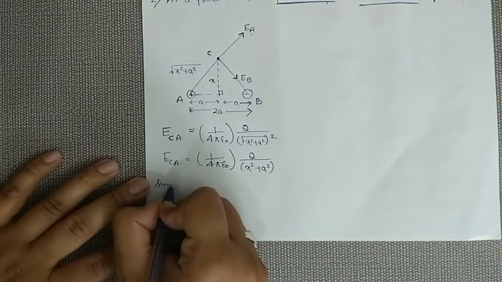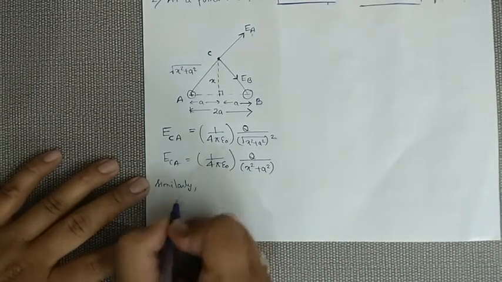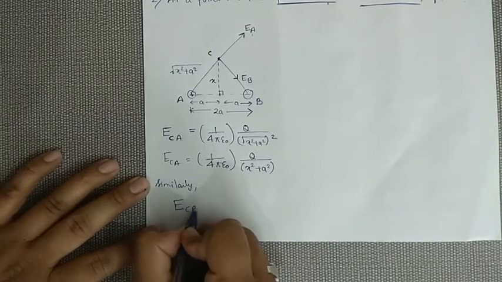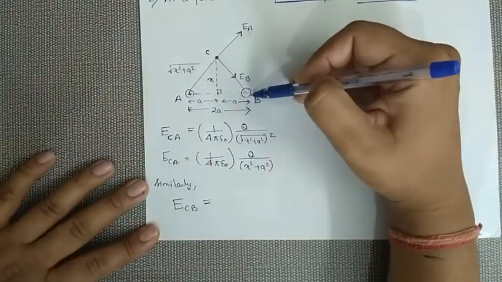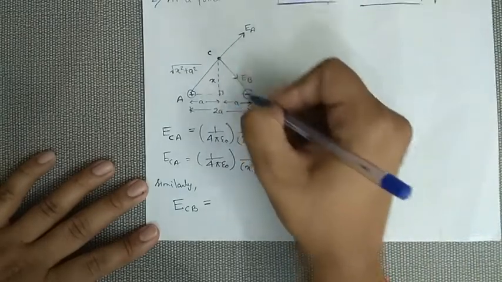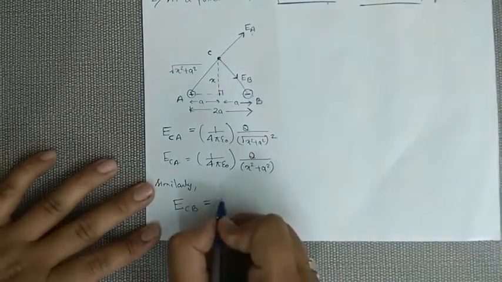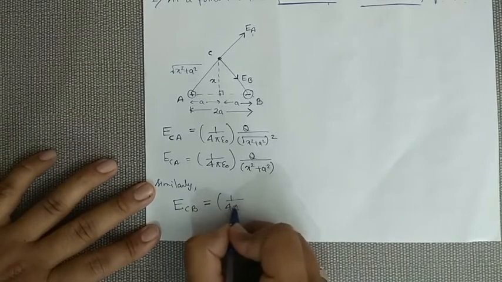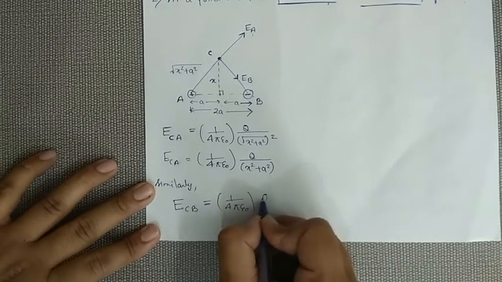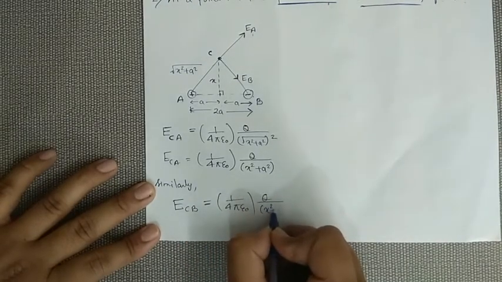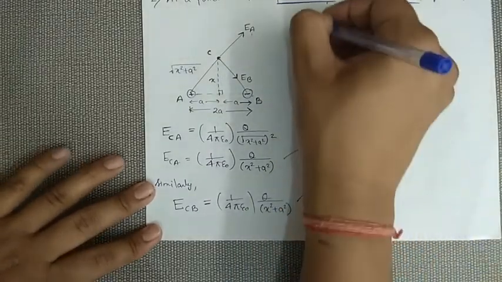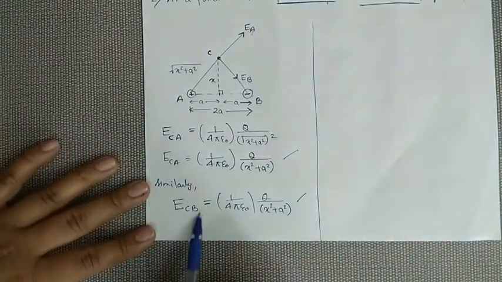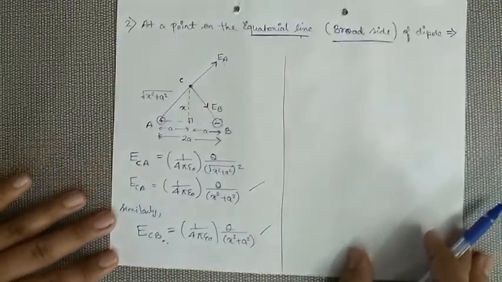Similarly, the electric field at C due to B. This is your point C and this is the charge at B. Because of this charge, the distance is the same, so the electric field will also come the same: 1 upon 4 pi epsilon naught, same charge Q divided by the same distance x square plus a square. So these are the two electric fields, and they are equal in magnitude.